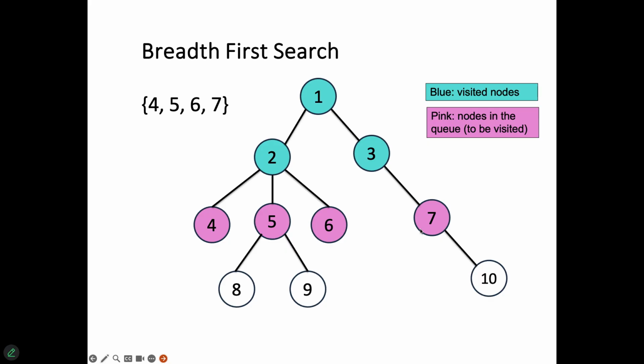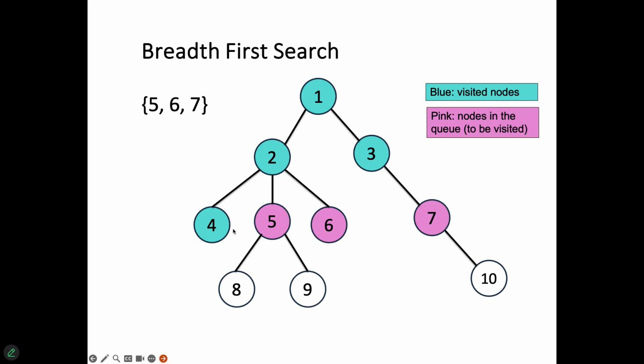Now we reach this point. Which are the nodes in the queue now? We have 4, 5, 6, 7, right? So the nodes in the frontier are 4, 5, 6, 7. Now which one should I choose again? First in, first out. Which one came first? 4 came first. And then because we cannot go anywhere from 4, we can mark it as visited. Okay, so 4 is visited.